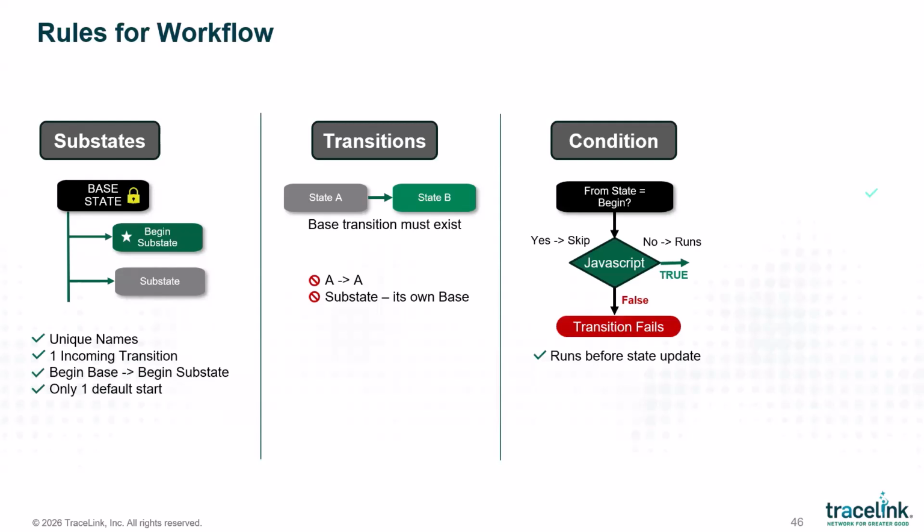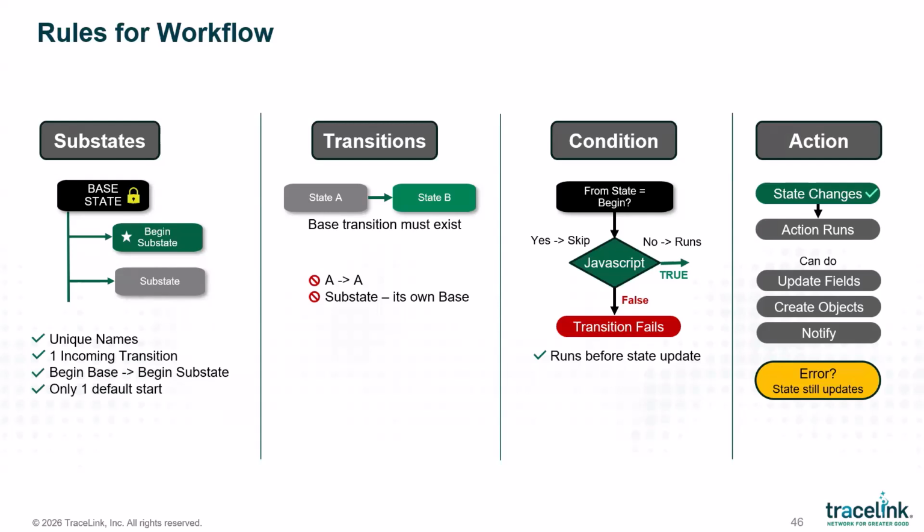Now, rules for transition conditions. Transition conditions are evaluated before the state update happens. If the from state is begin, the condition will not execute. If the from state is not begin, the condition runs as a prerequisite to the update. If the condition returns false, the transition fails and an invalid transition error is shown. If the condition returns true, the transition succeeds. Conditions must be written as a single line of JavaScript code. Multi-line expressions are not supported and will fail at runtime.